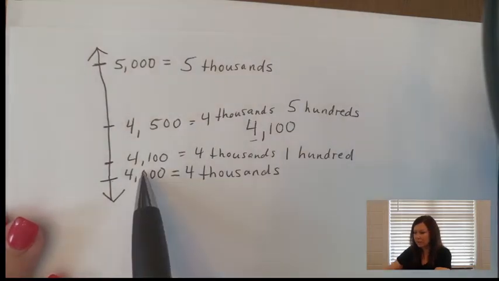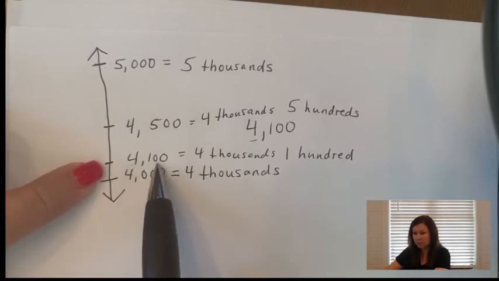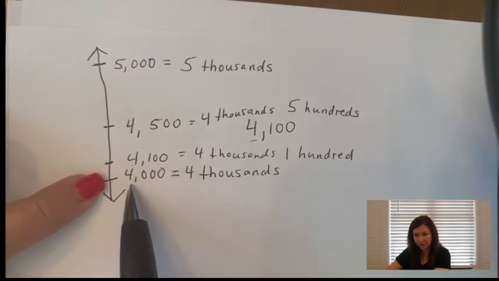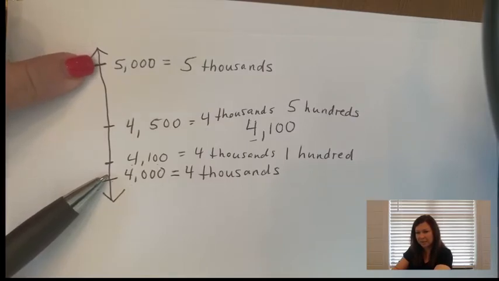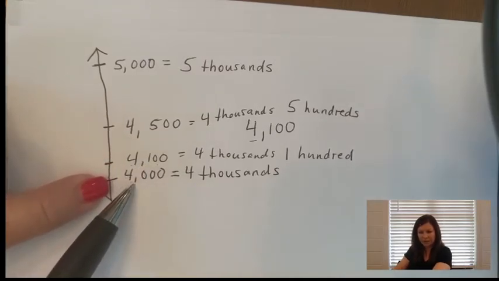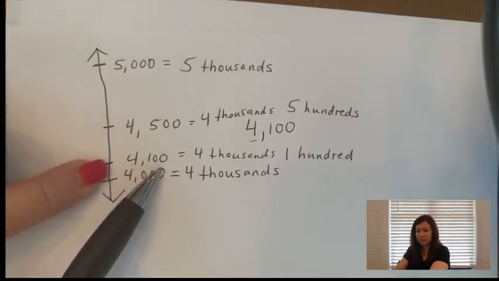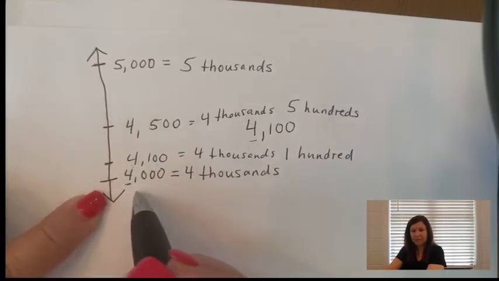So now that I've labeled that on my chart, is 4,100 nearer or closer to 4,000s, or is it closer up here to 5,000s? You're right. Okay, 4,100 is closer or nearer to 4,000s. Okay, that is true. So we say 4,100 rounded to the nearest thousand is 4,000.